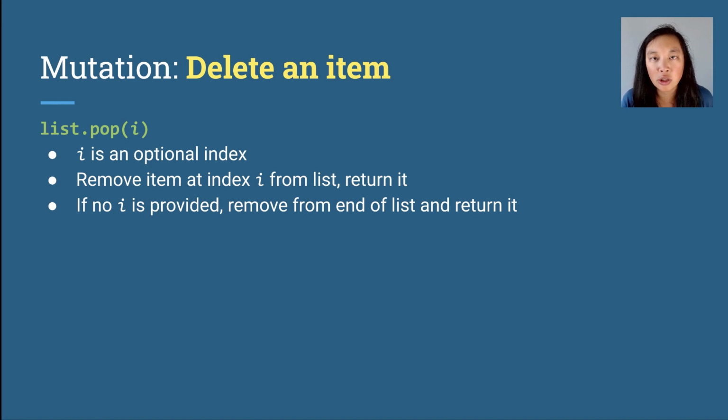So unlike the other list functions, pop does return a value. It does not return none. Pop will return whatever it removed from the list. So let's take a look at an example.